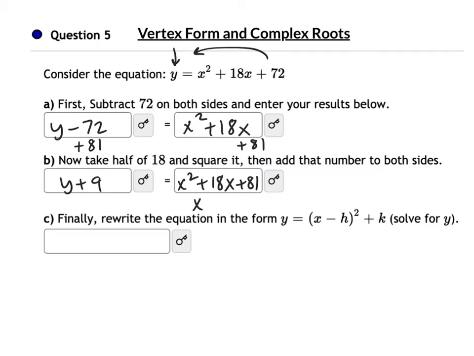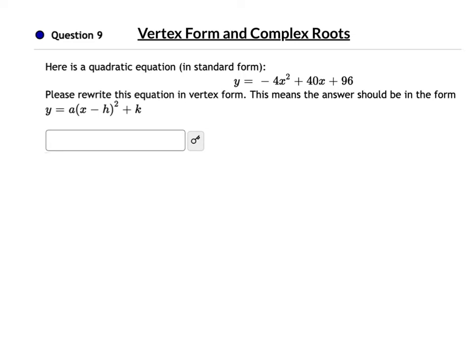Reminder that this is x plus 9 squared, and we're going to move the 9 over to the other side. So this would be y equals x plus 9 squared minus 9. Let's put this equation in vertex form. Move the 96 over with the y. Y minus 96 equals negative 4x squared plus 40x.